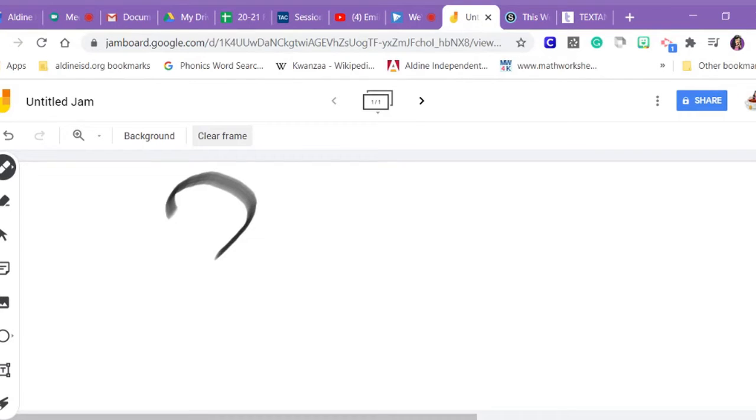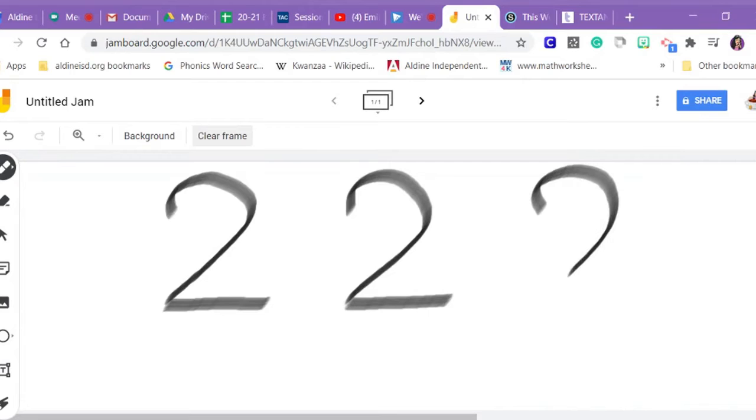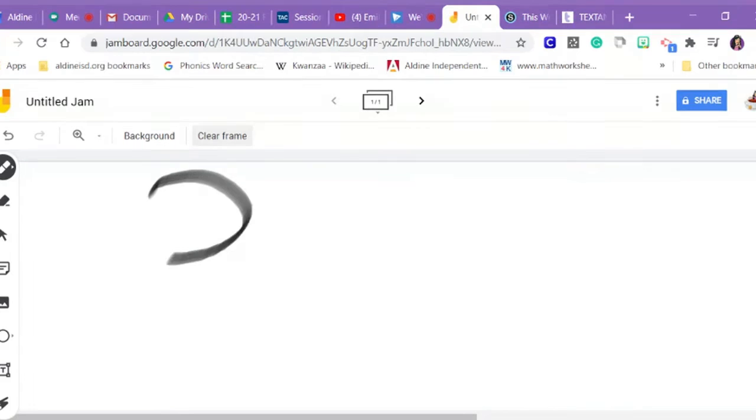Okay, let's do number 2. Who remembers how to do number 2? Around and back on the railroad track. Toot, toot, toot, toot. Let's do it again. Around and back on the railroad track. Toot, toot, toot, toot. By doing it this way, you'll memorize the number and how to write it.